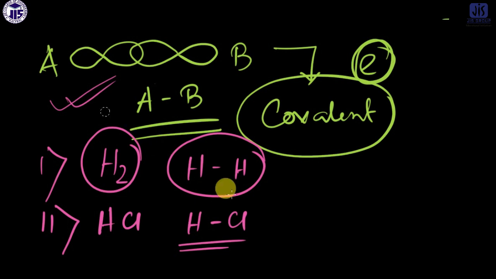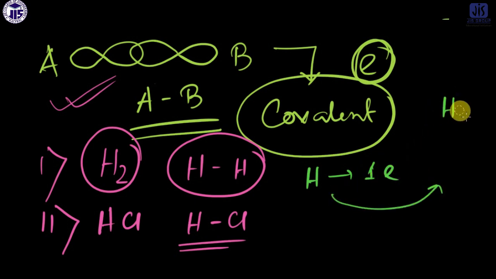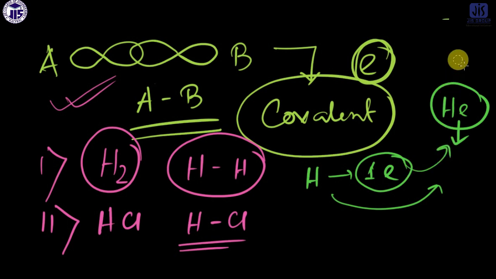If we think about H2, you know H has only one electron, but it has a tendency to get the electronic configuration of helium. I told you that the nearest inert gas configuration is required for every atom to be stabilized. So hydrogen requires very much to get the electronic configuration like helium. Helium has 2 electrons, so it requires 1 electron. So one hydrogen has, for example, 1 electron here, and another hydrogen also has 1 electron here.